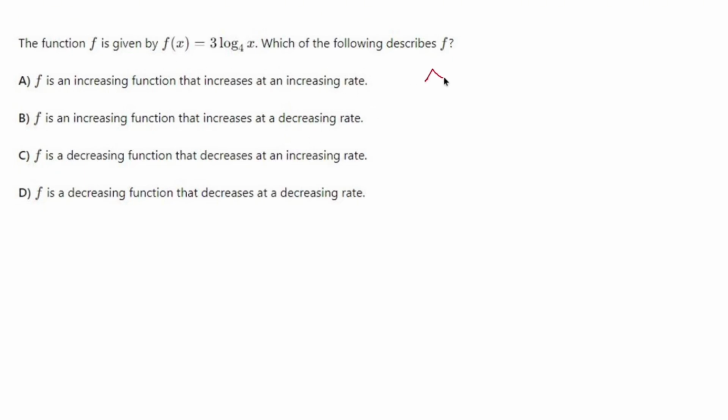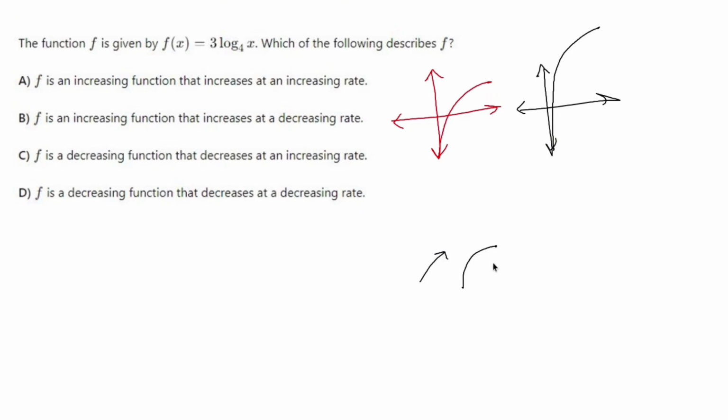So a log, traditionally, whether it's log base 4, log base 10, log base e, a log is going to look like this. By multiplying it by 3, all I'm doing is making it taller. So all I'm doing would be making it look like that. So it's the same type of behavior. What it appears is that it's going up and to the right and it's concave down.